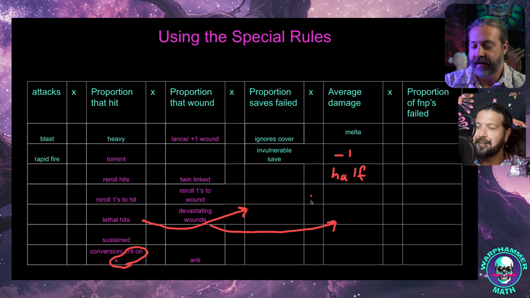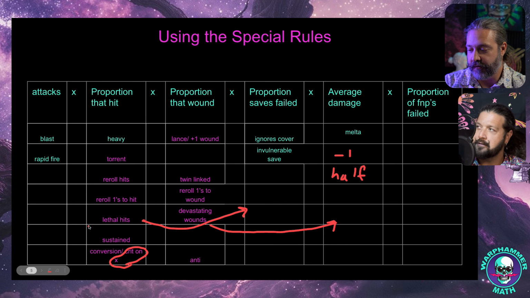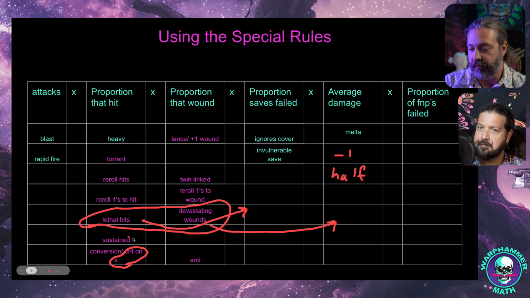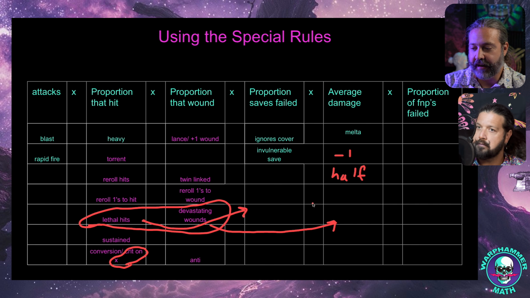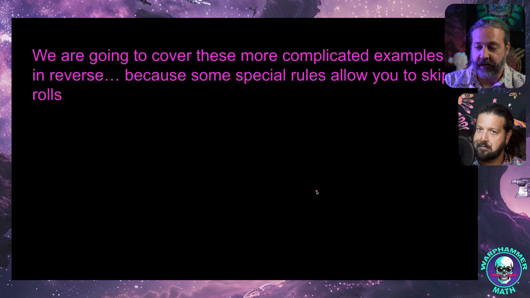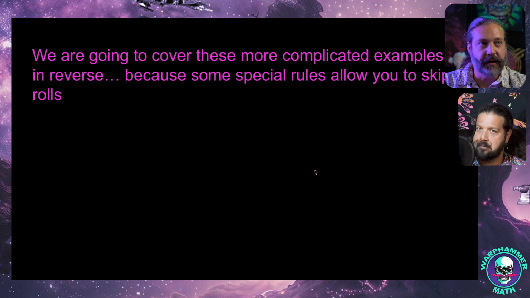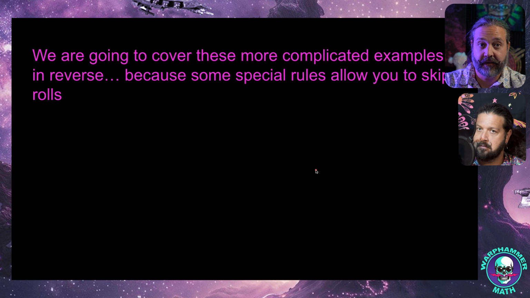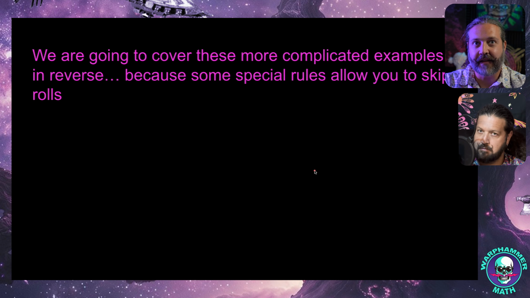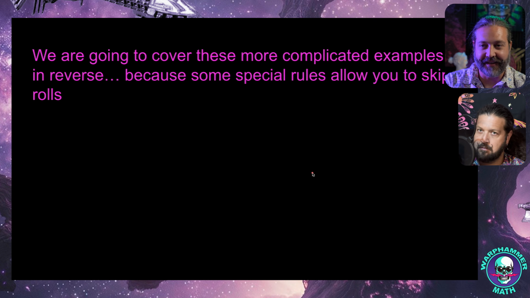I'm a genius. Now, the reason I'm doing it this way is because of these two rules. Because of Lethals and Devastating, because they allow you to skip rolls, I like to do these things in reverse. Because if we do it in reverse, then we don't have to worry about a case where, if you get a 6, then you get to skip the save roll, right? Which means you have to say, all right, well, 1/6 of the time this is the outcome, then I'm going to add it to 5/6 of the time this is the outcome.